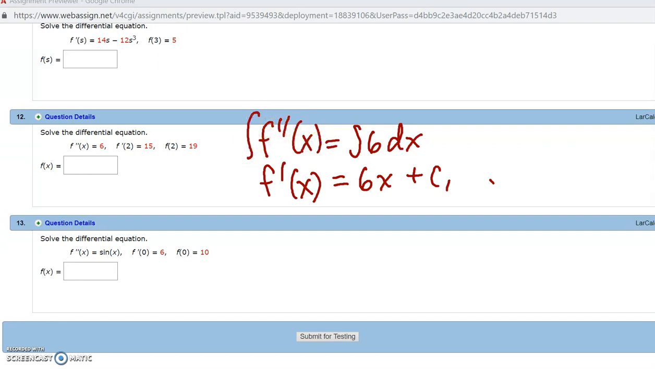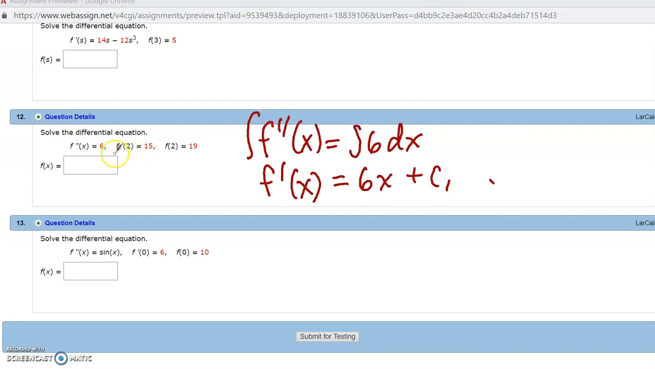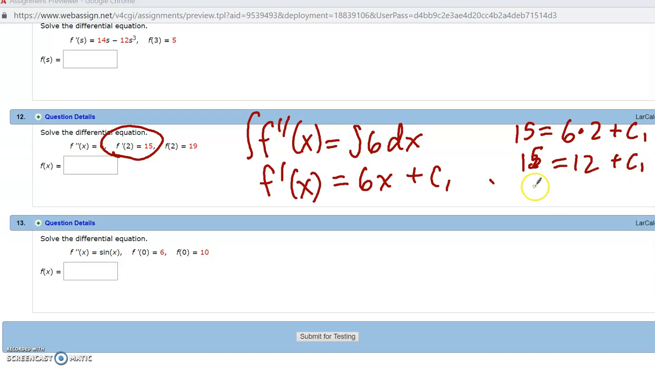And so we take our condition here, where it tells me that f prime of 2 is 15. So I know x is 2, and my answer is 15. So 15 equals 6 times 2 plus c sub 1, which gives me 15 equals 12 plus c sub 1. And so 3 equals c sub 1. And so f prime of x equals 6x plus 3.